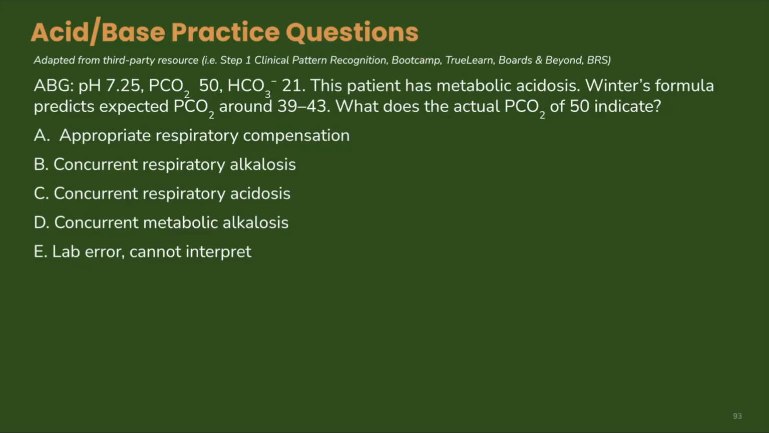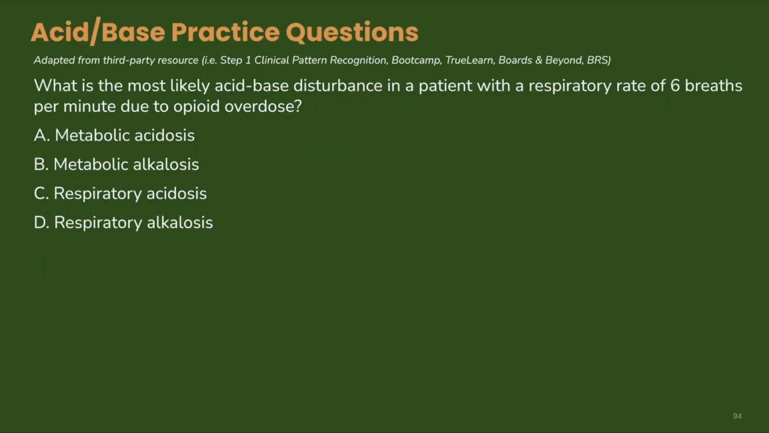Winter's formula predicts an expected PCO2 range around 39 to 43. What does the actual PCO2 of 50 indicate? Well, our PCO2 here is 50, which is way out of this expected range of compensation. So what does that tell us? This is not normal compensation. In fact, this is concurrent respiratory acidosis. That's what's going on here, because it is out of the bounds of our Winter's formula. We know that this is not a compensatory mechanism here. The patient has both metabolic acidosis and respiratory acidosis. How did we figure that out? We used Winter's formula to calculate that.